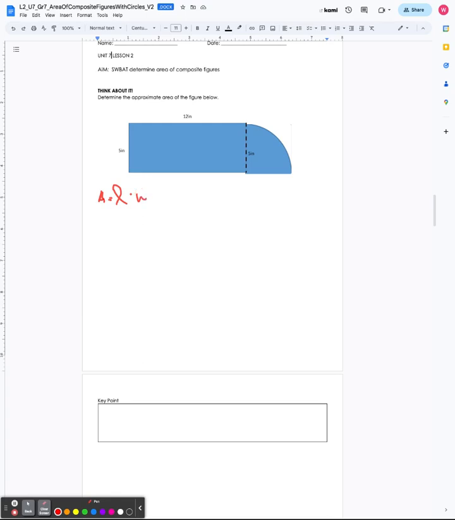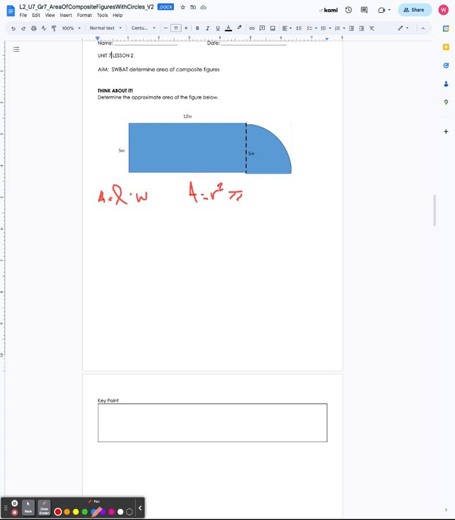And to find the area of a circle, it is the radius times the radius, or radius squared, times pi. Again, if this is something that you do not remember, please write it down in your notebook at this time.